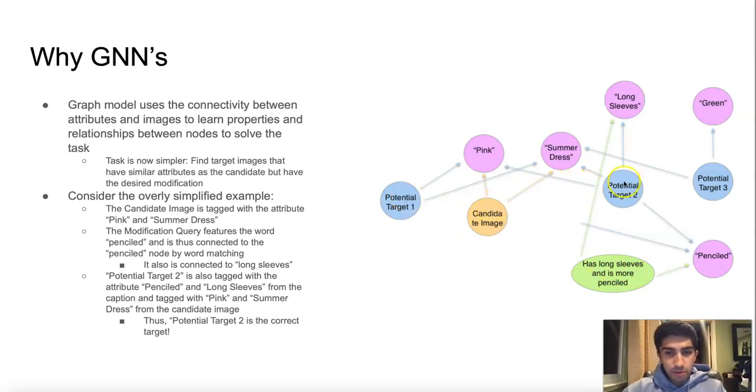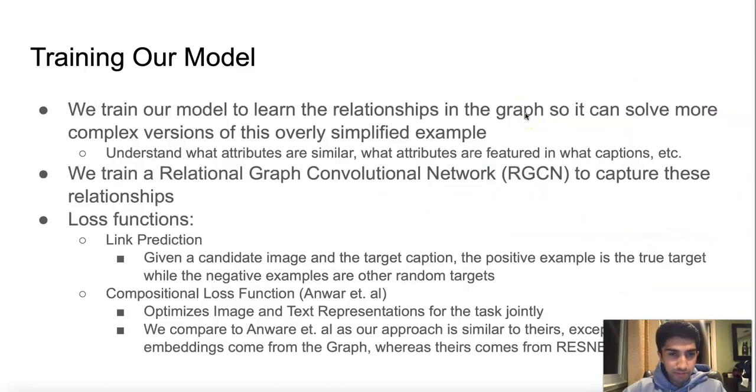We see that there are 3 potential targets, and we see that potential target 2 also has the attributes pink and summer dress, and none of the other potential targets have the attributes pink and summer dress, except for potential target 1. However, the reason potential target 2 is the correct solution here is because the caption says that we should find a dress that has long sleeves and is more penciled. And potential target 2 is the only image that has long sleeves, is penciled, and matches the attributes of the candidate image. Thus, it is the right solution, and this can be easily found through the graph as shown.